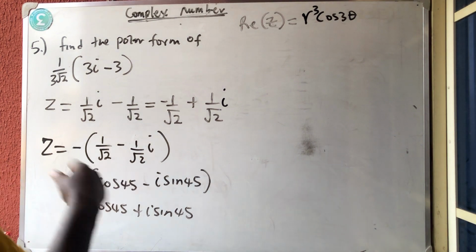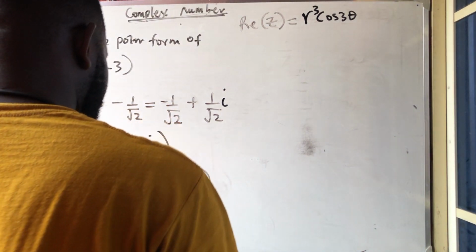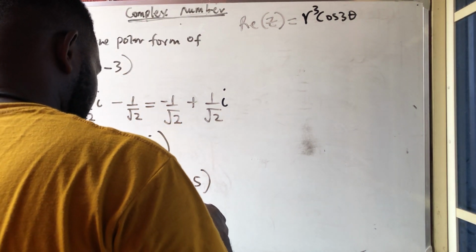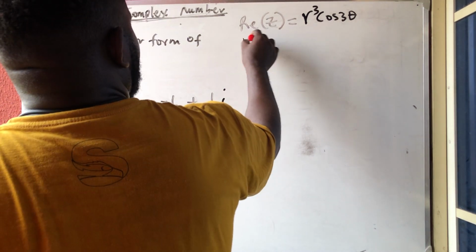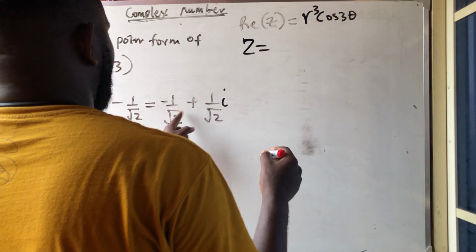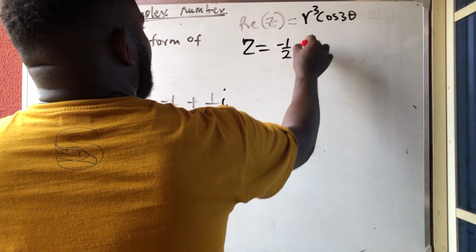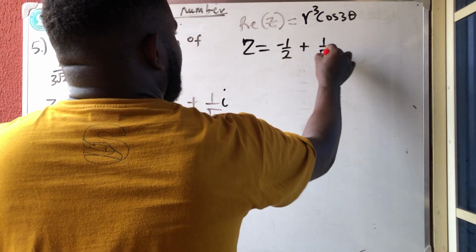Okay, let me leave this thing like this and solve it with the normal method. This method is always confusing. Let me solve it with the normal method. The normal method is by saying we know that z is equal to, if I clear, we got minus 1 over 2 plus 1 over root 2 i.